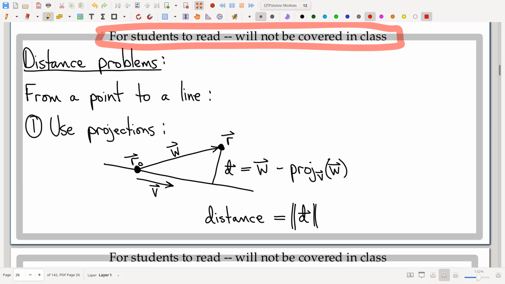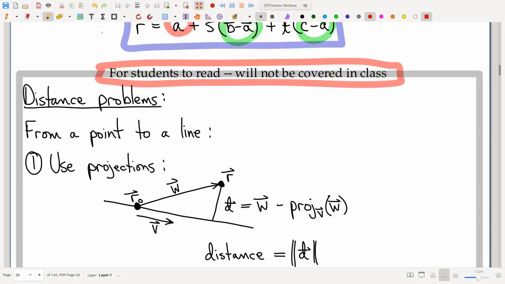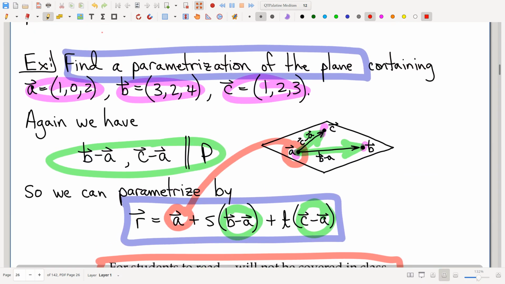I was wondering if there's any way to convert from parameterization to an equation for a plane. That's right. So, sure. So this is another little puzzle exercise. And so I'm going to hit the strategy points here.